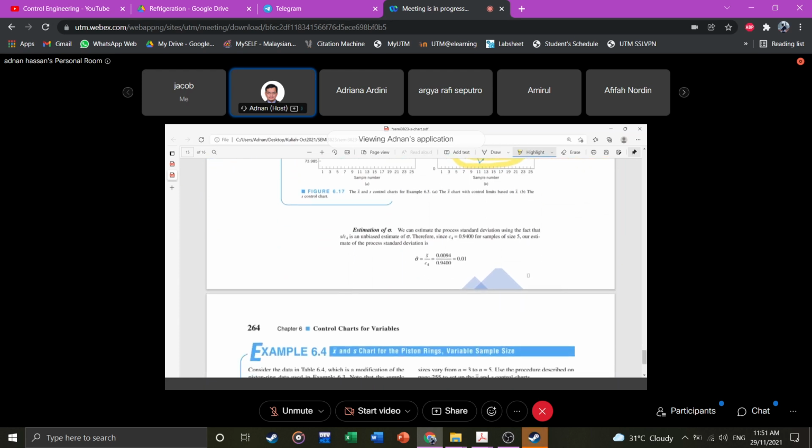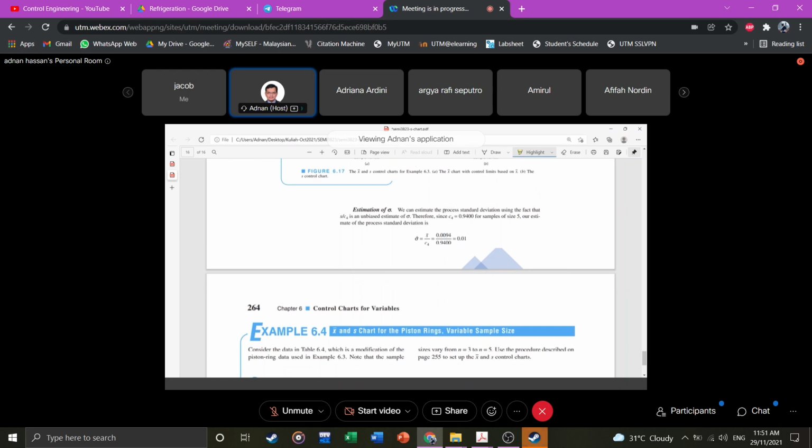We can also estimate the process standard deviation. I explained this earlier under process capability. The value of sigma can be estimated from S bar: we already have S bar, divided by C4, which is from the table. So now we can estimate the process standard deviation, the sigma, coming from the estimate of the population.